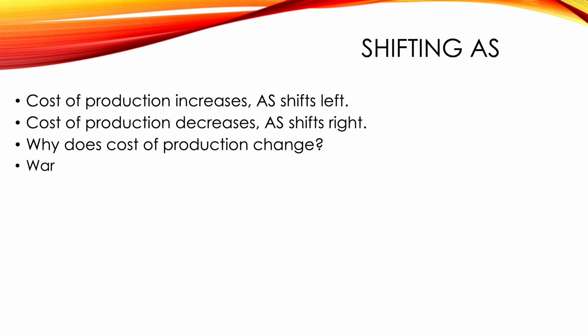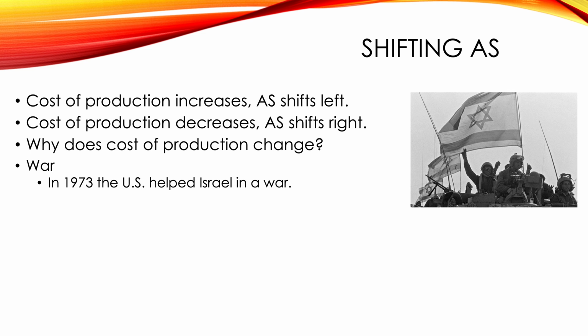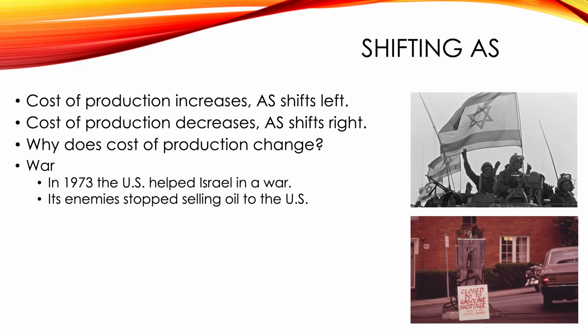Historical, war. For instance, in 1973, the United States helped the country of Israel in a war. Now, unfortunately, what that meant was all of Israel's enemies were now enemies of the United States. And as it turned out, a lot of those countries were producers of oil and sold oil to the United States. When the United States aided one of its enemies, those countries stopped selling oil to the US. This led to a huge oil shortage.